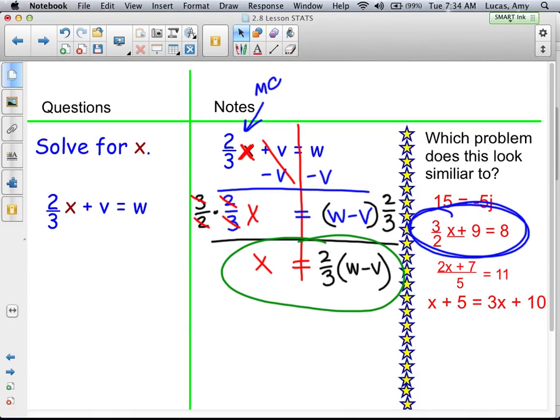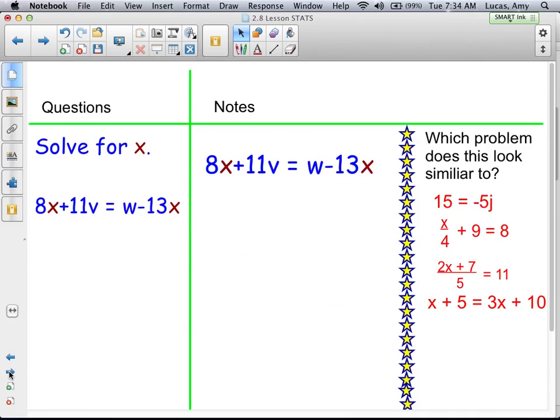So, tricky. On this problem, you had to subtract the v first, which gives you w minus v, but then when you multiply both sides by the reciprocal, that means everything on both sides. So be careful and use parentheses around the w minus v.